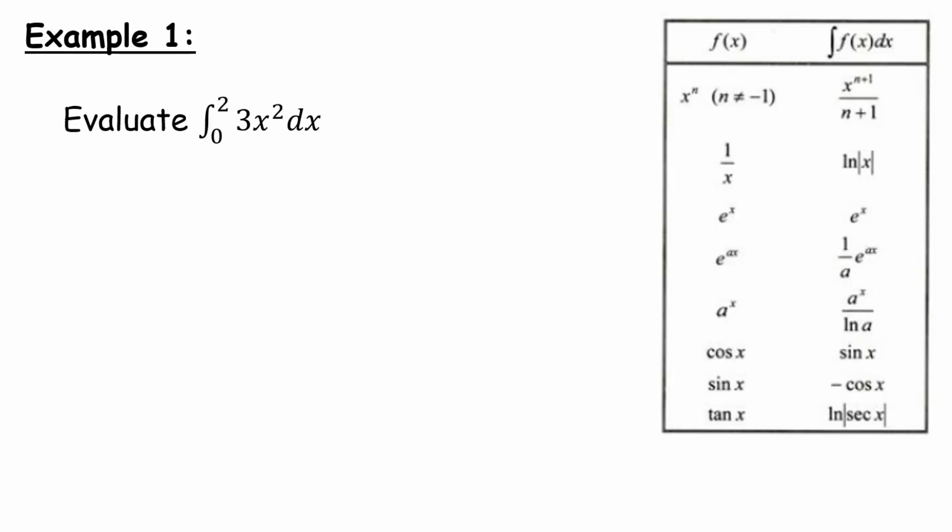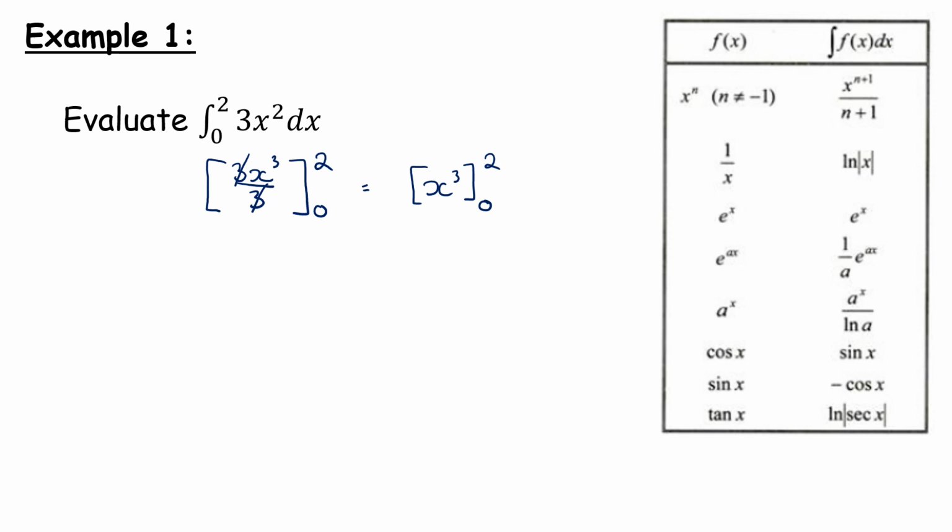So example 1, let's evaluate this integral here. We're going to use our log tables, page 26, which are our rules of integration. Step 1 is to actually integrate. So 3x squared: add 1 to your power, divide by your power, and we're going to evaluate this between 0 and 2. We can simplify this, so it makes it a little bit easier to work with. So we're actually working with x cubed, which we're evaluating between 0 and 2.